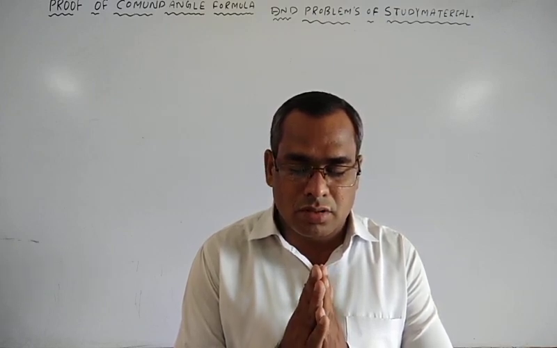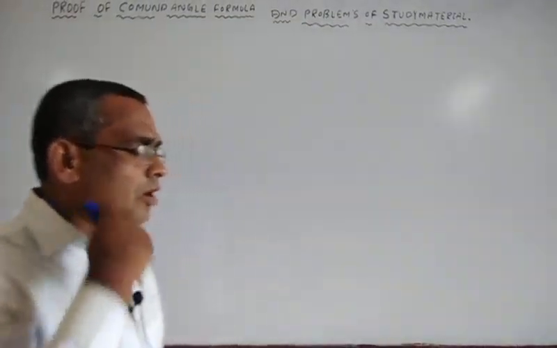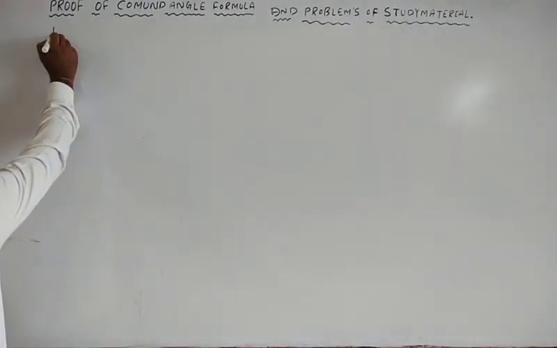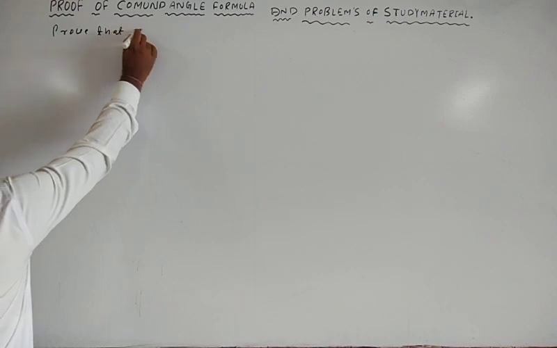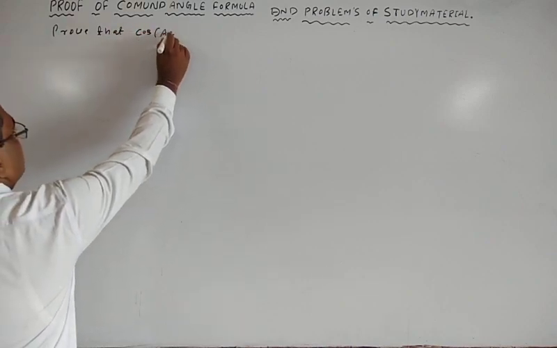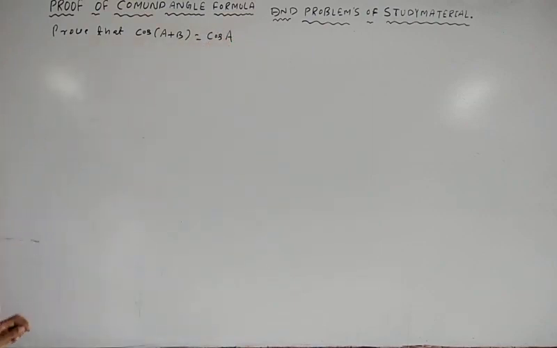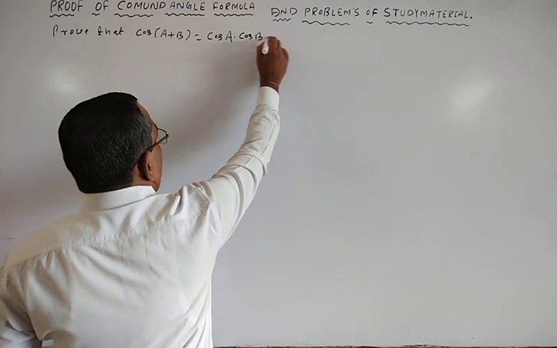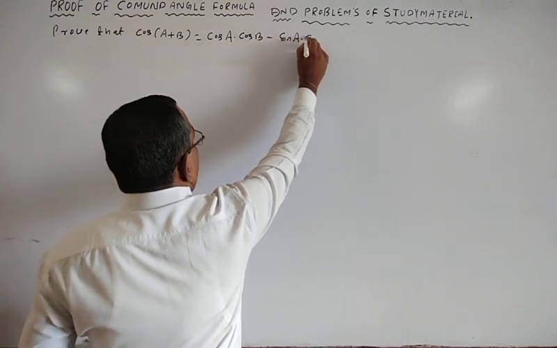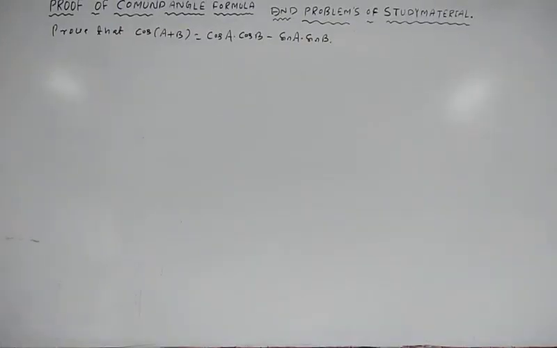So we prove the compound angle formula. That is, first we prove that cos of a plus b is equal to cos a into cos b minus sin a into sin b. So how can you prove it?